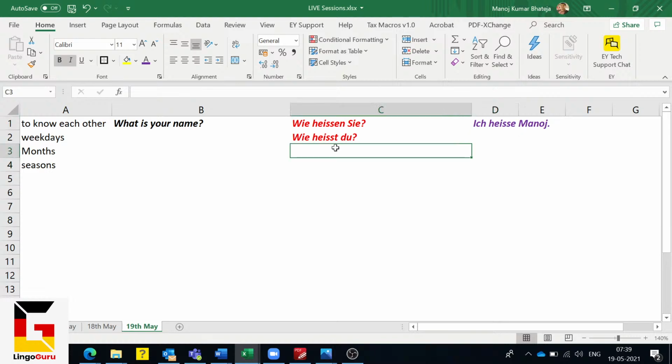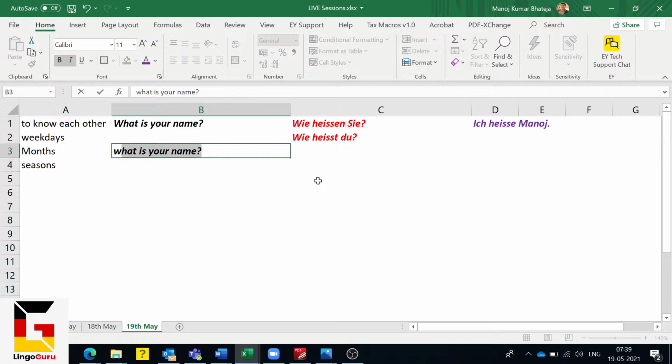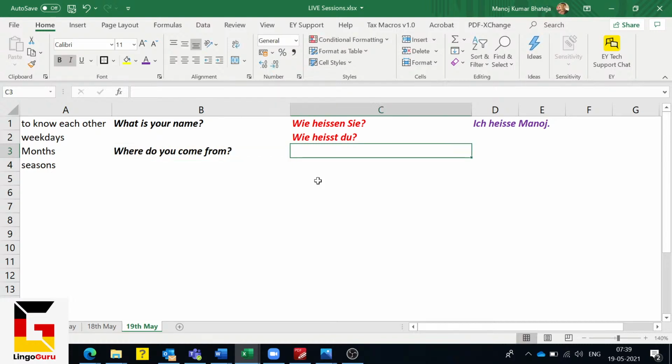How do I ask where do you come from? Which country do you come from? So we ask "Woher kommen Sie?" Which country you come from? "Woher kommen Sie?"